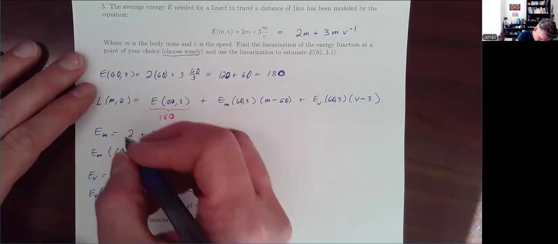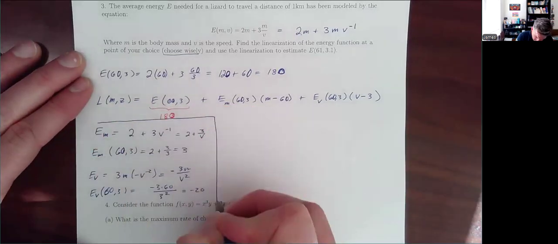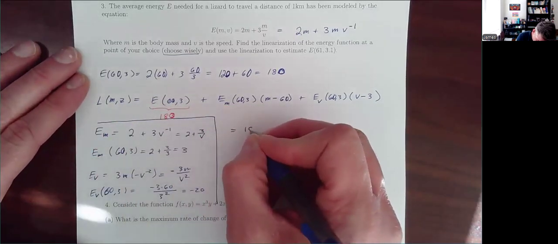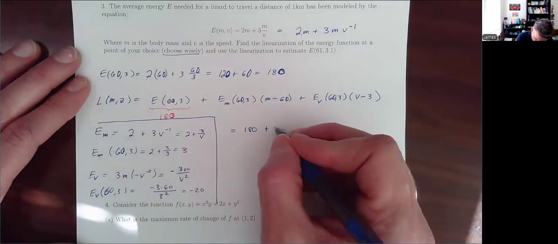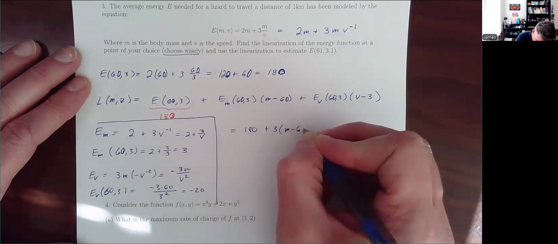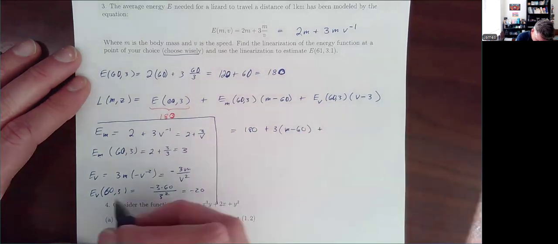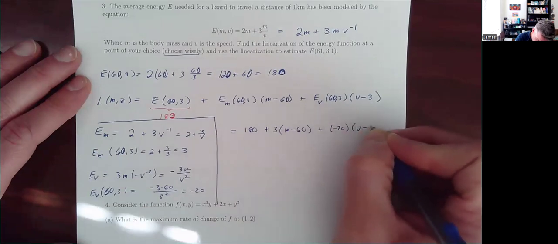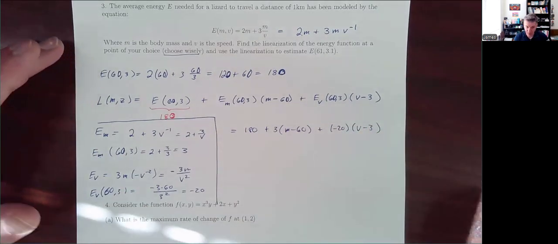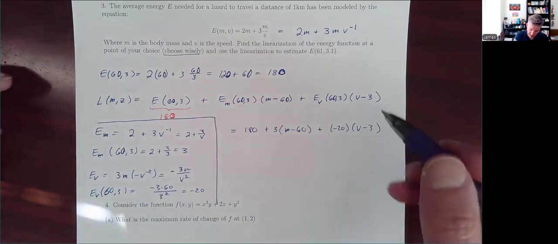So now my linearization is going to equal 180 plus my partial with respect to M at the point, which is 3, times M minus 60, plus my partial with respect to V, which is negative 20, times V minus 3. After we have the linearization, that's when we then plug in the actual point we have.